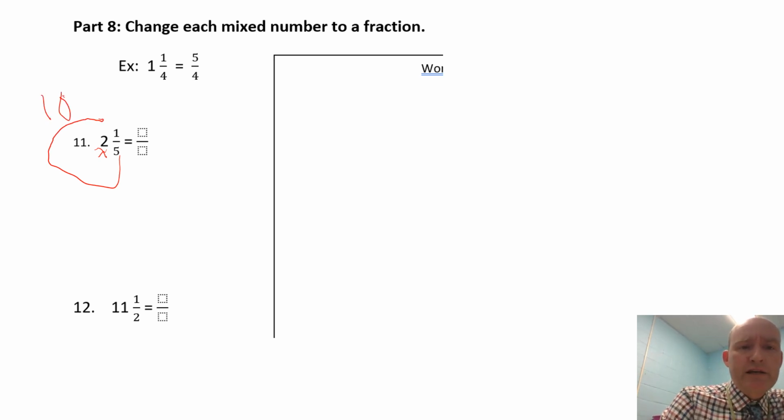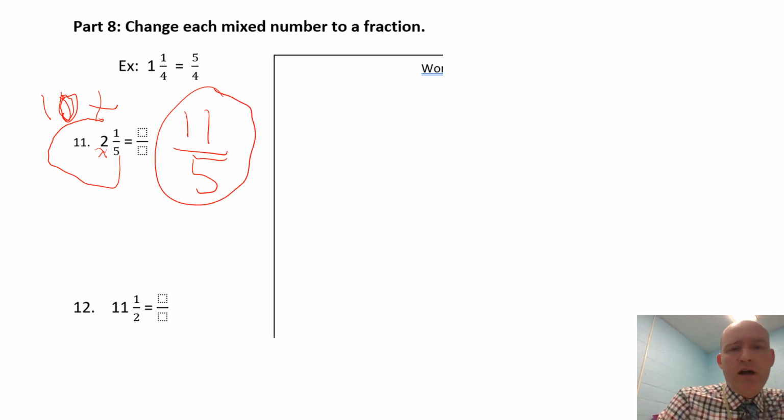You bring that 10 and you add it to 1. You have 10 plus 1. You have 11. Now remember, the denominator stays the same. So you have 11/5 as your improper. Now, that's important because sometimes you need to make it improper to do operations.